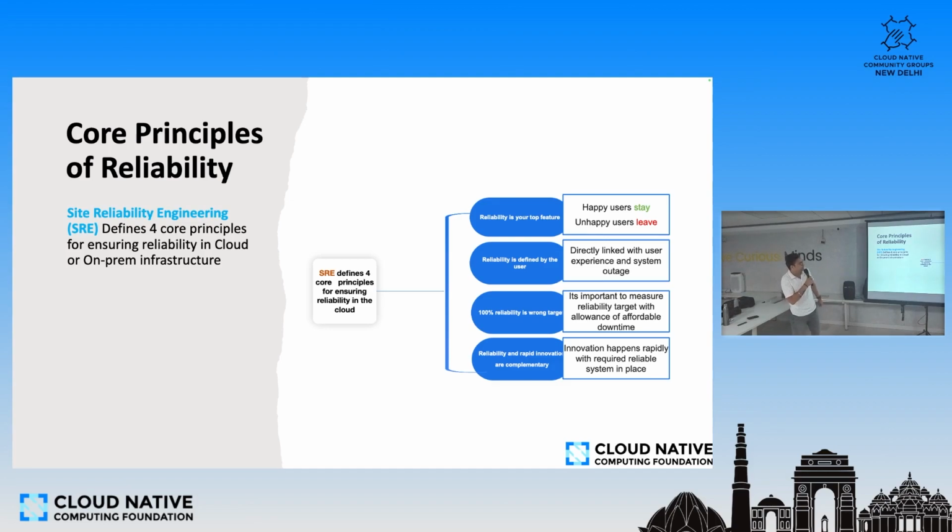Quite blurry. So the first point is that reliability is your top feature, which means reliability is always a top feature. As I said, reliability is always linked with the customer. It directly tells you whether your users are happy or unhappy. If your service is reliable, your user will stay, your customer will stay. If your service is not reliable, your users will go away.